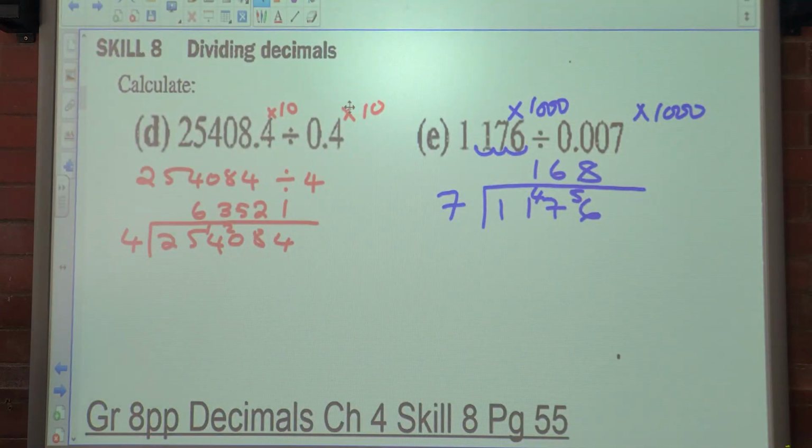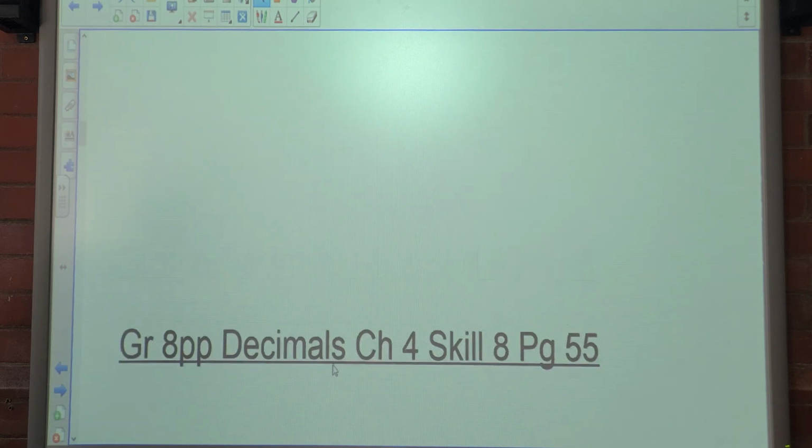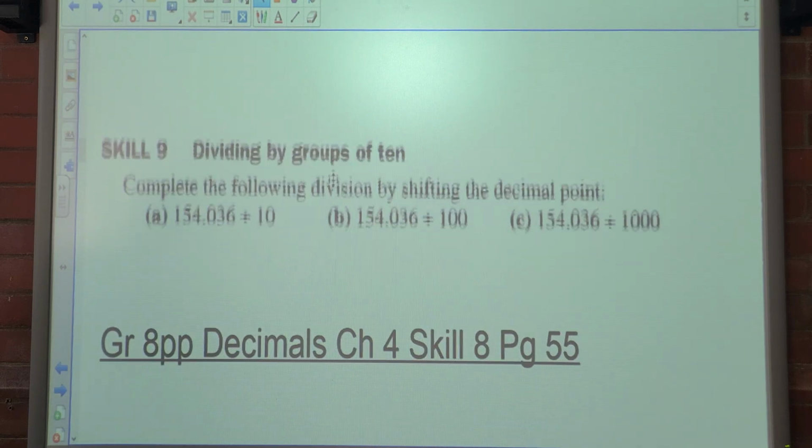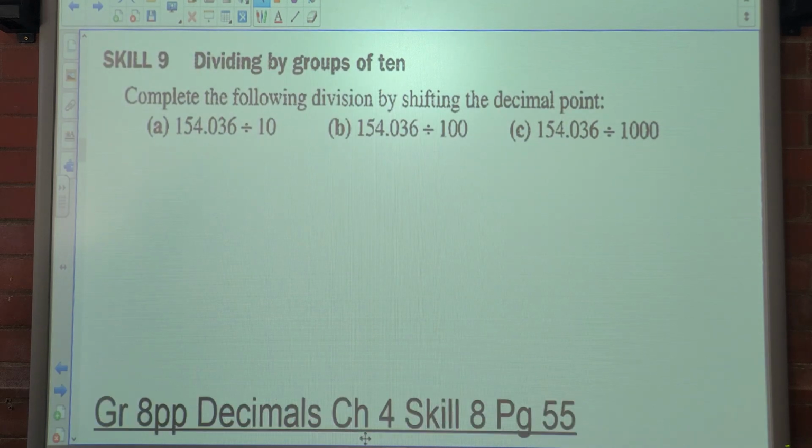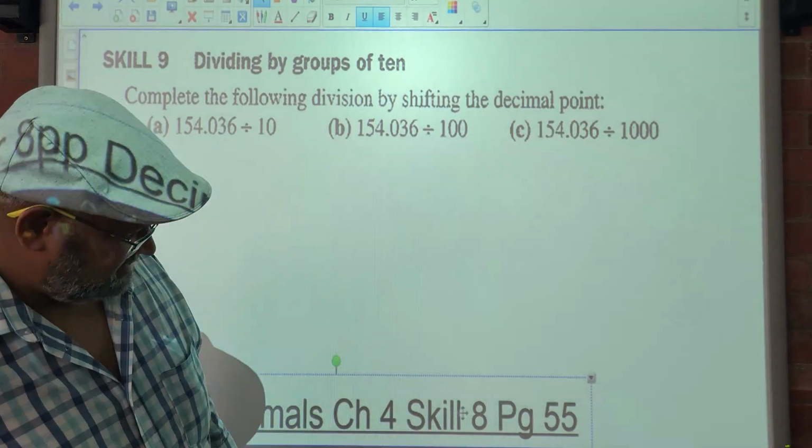You guys understand? You okay? What's wrong? You're stretching here, you okay? Right. Then you have to do number 9, correct? Right.